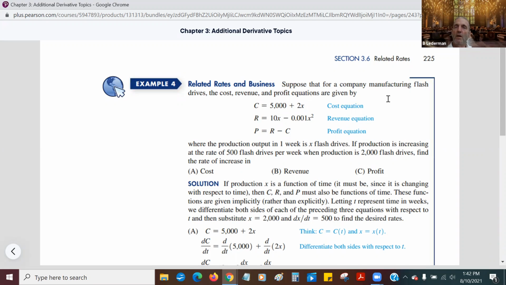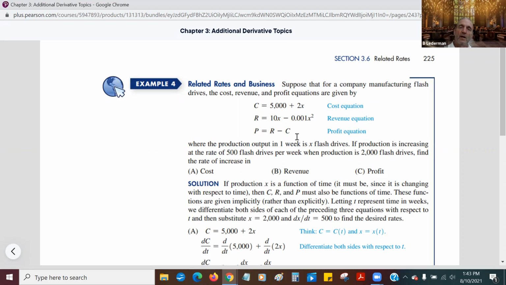Suppose that for a company manufacturing flash drives, the cost, revenue, and profit equations are given by C equals 5,000 plus 2x, R equals 10x minus 0.001x squared, and we know that P equals R minus C. That's a general thing. Profit is revenue minus cost, which is a general truism, I guess. I always thought that was just a definition of profit.